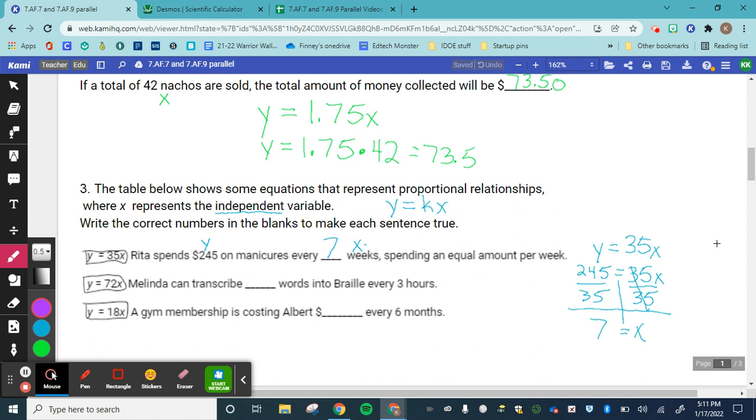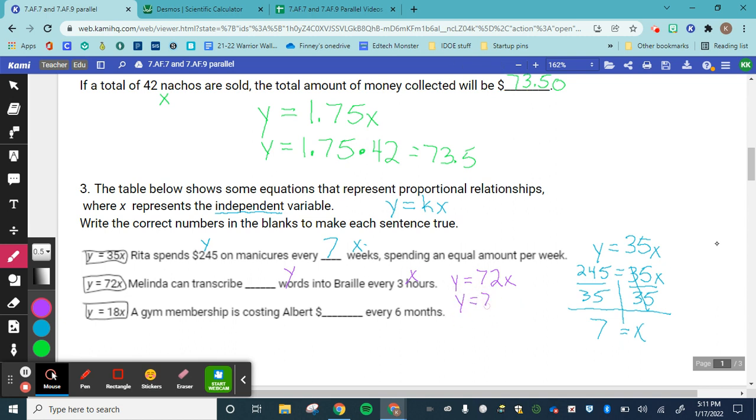Next, we're looking at Melinda. Y equals 72x. Melinda can transcribe blank words into Braille every 3 hours. So I know that time is usually my x. So hours is going to be my x, which means words will be my y. So I have my equation y equals 72. So that tells me that she can transcribe 72 words every 1 hour, because the constant of proportionality is also the unit rate. So y equals 72x, and I can replace my x with 3 to solve this question.